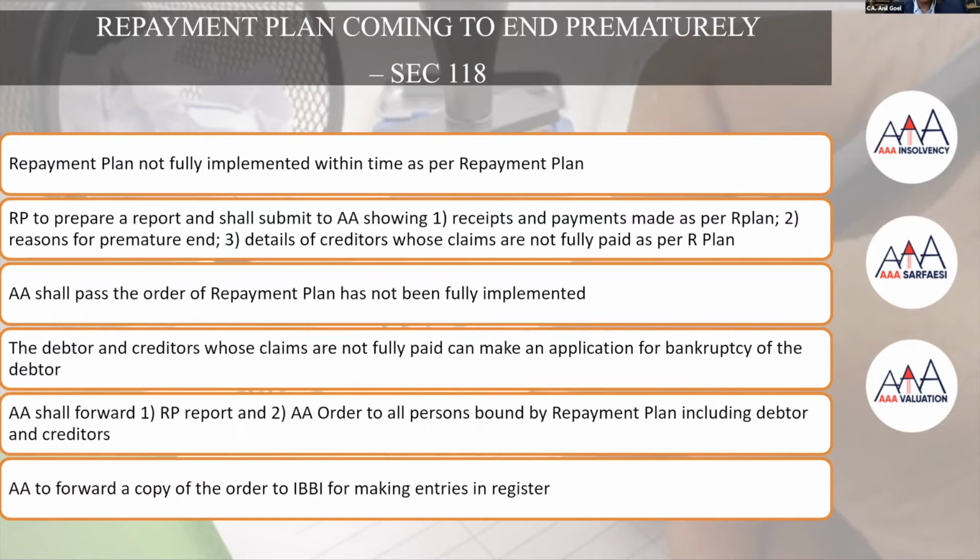Receipts and payments, the creditors, all that has to be attached, and the RP has to prepare a report, and then the adjudicating authority also has to prepare an order. That order has to be forwarded to, or served on, the RP and all the persons who are bound by the repayment plan. Now coming to the main subject, which is the discharge order.